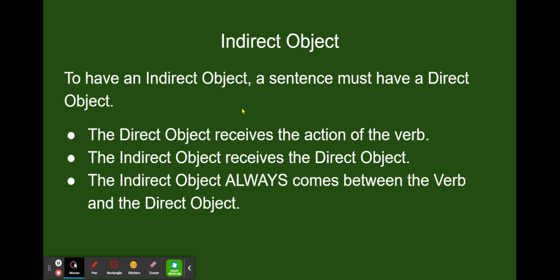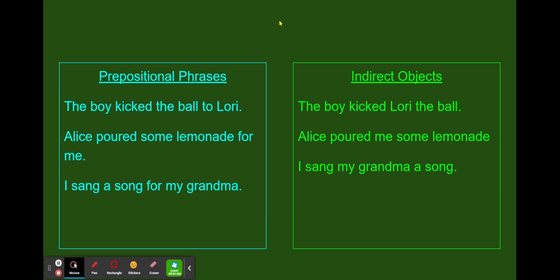But in order to be an indirect object and not a prepositional phrase, the indirect object must come between the verb and the direct object. It is a location thing. So yes, it must receive the direct object, but it also has to come between the verb and the direct object. Here are some sample sentences similar to the Ron Swanson one.